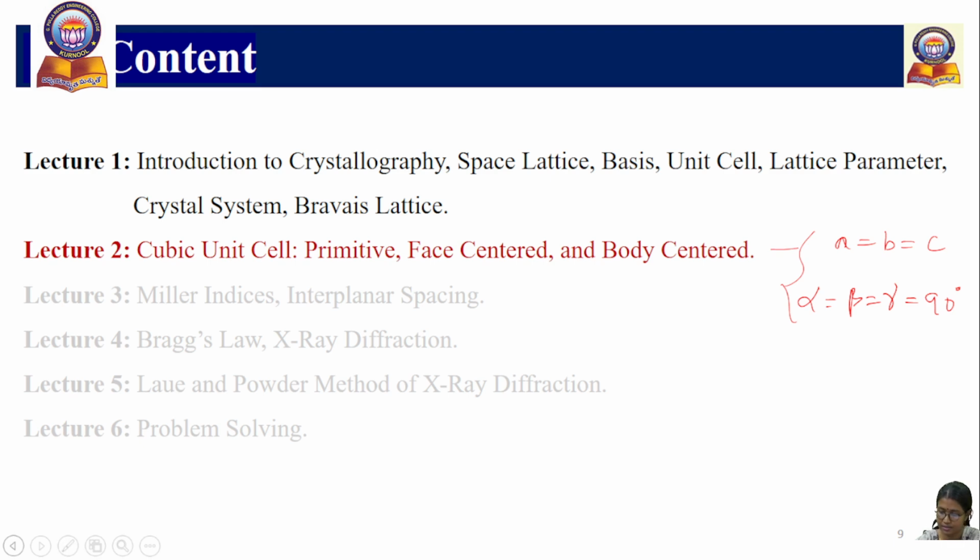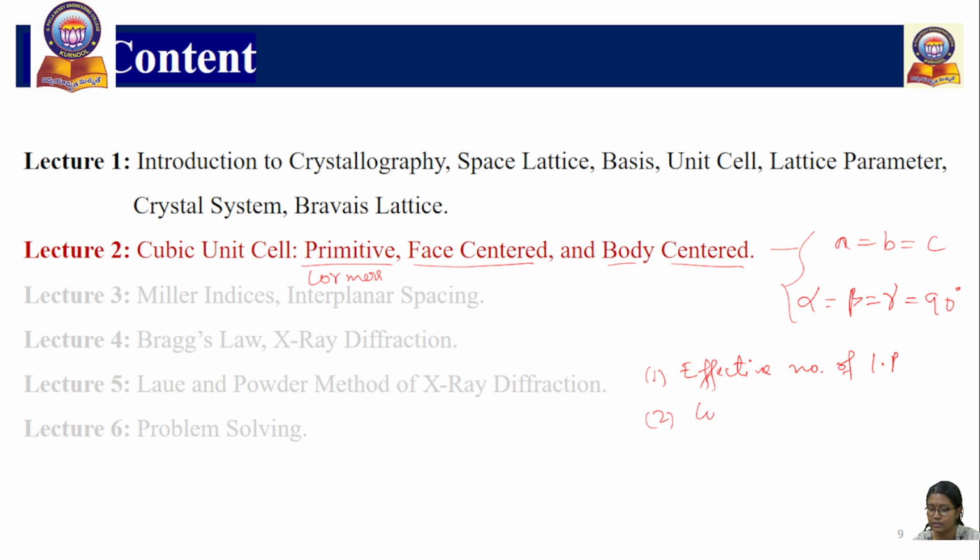First thing is the effective number of lattice points. Effective number of lattice points where? In primitive, base-centered cubic and body-centered cubic. Because in primitive we have lattice points or atoms only in the corners. Face means corner plus face. Body means corners plus inside the body. So obviously the effective number of lattice points will be different for all these cases.